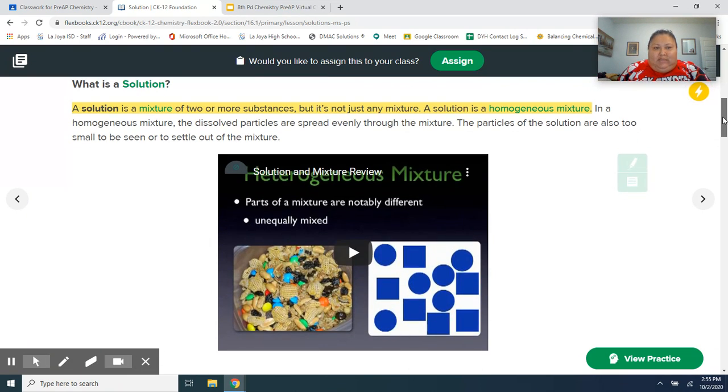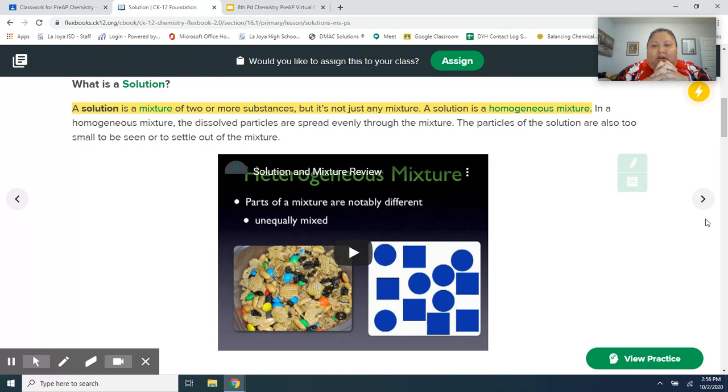Today's topic is: what is a solution? Okay. So a solution is a mixture of two or more substances, but not just any mixture. It is a homogeneous mixture. Now you have to remember what a homogeneous mixture is. It is a solution where you have dissolved particles, and those dissolved particles throughout the solution, throughout the mixture, are spread out evenly. Okay? Particles of the solution are also too small to be seen and will not settle out of the mixture.